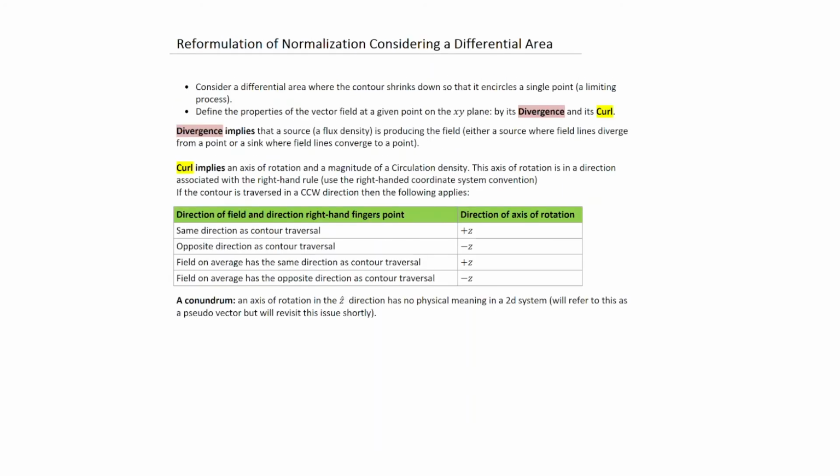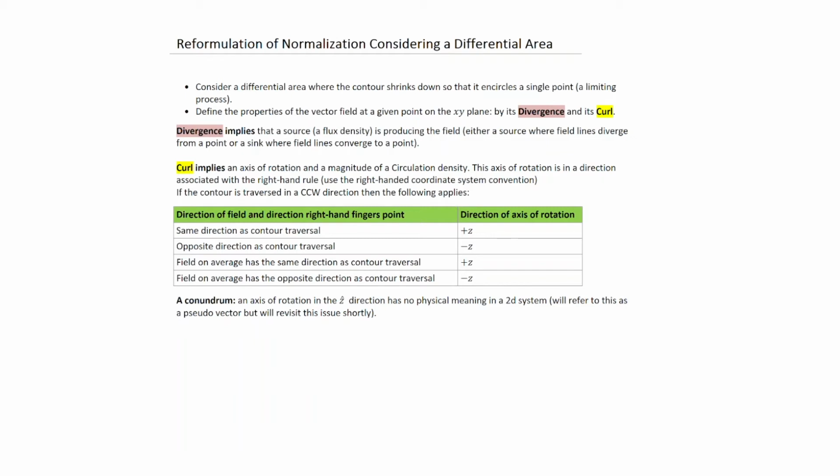That means we're going to reformulate the normalization process, but we're going to consider a differential area. So let's consider a differential area where the contour shrinks down so that it encircles a single point, which we call a limiting process. And now we define the properties of the vector field at a given point on the xy plane by its divergence and its curl. So now we're introducing the notion of these two different properties.